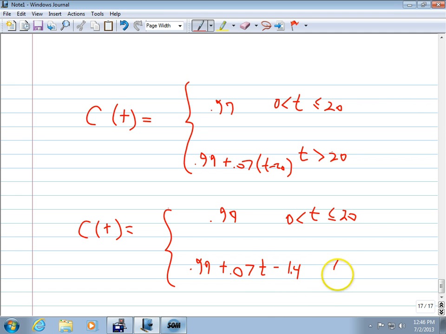But did I finish simplifying that? No, because they're like terms here. Who combines? 0.99 minus 1.4 is what? Negative 0.41, isn't it? Okay, so that's what I'm going to write. I'm going to say it's 0.07 t minus 0.41. Okay.